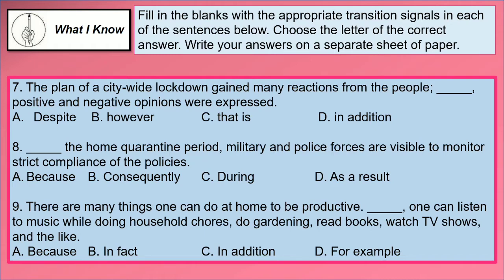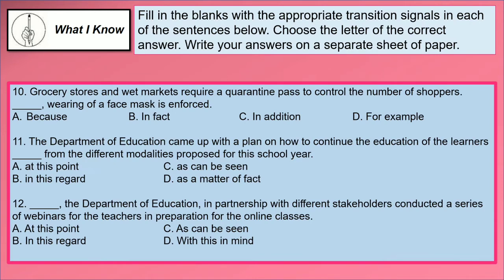There are many things one can do at home to be productive. Blank. One can listen to music while doing household chores, do gardening, read books, watch TV shows, and the like. A. Because. B. In fact. C. In addition. D. For example. Number 10. Grocery stores and wet markets require a quarantine pass to control the number of shoppers. Blank, wearing a face mask is enforced. A. Because. B. In fact. C. In addition. D. For example.